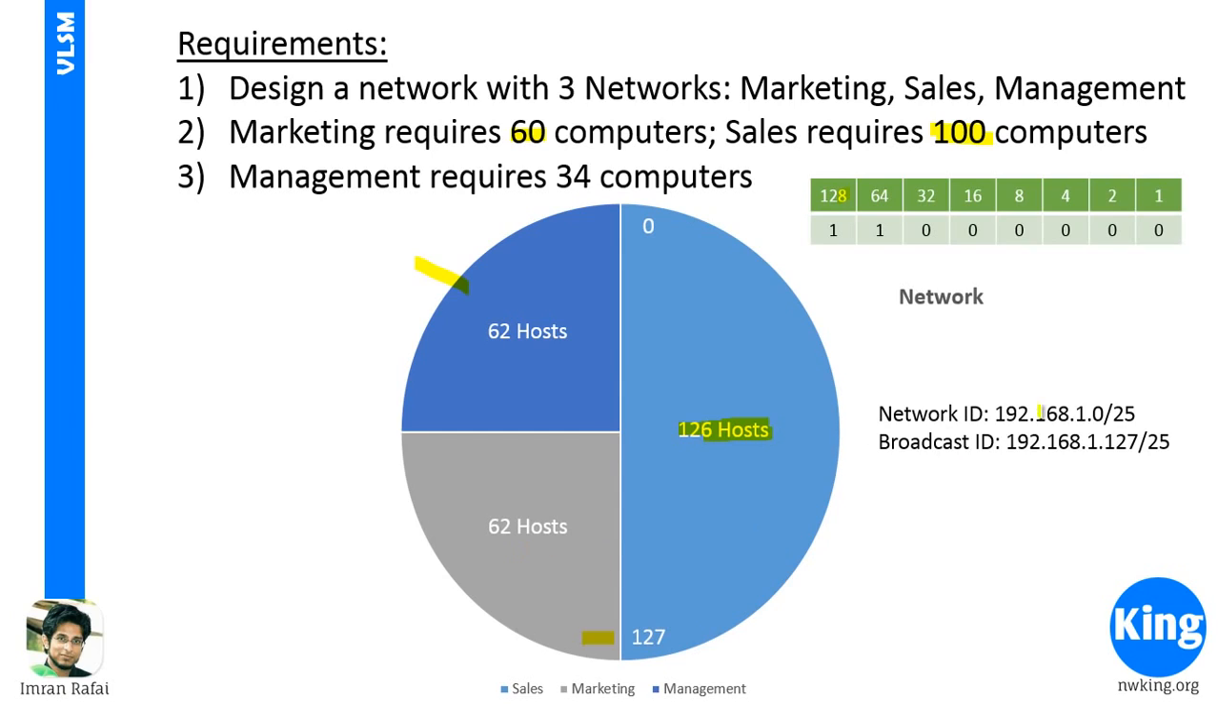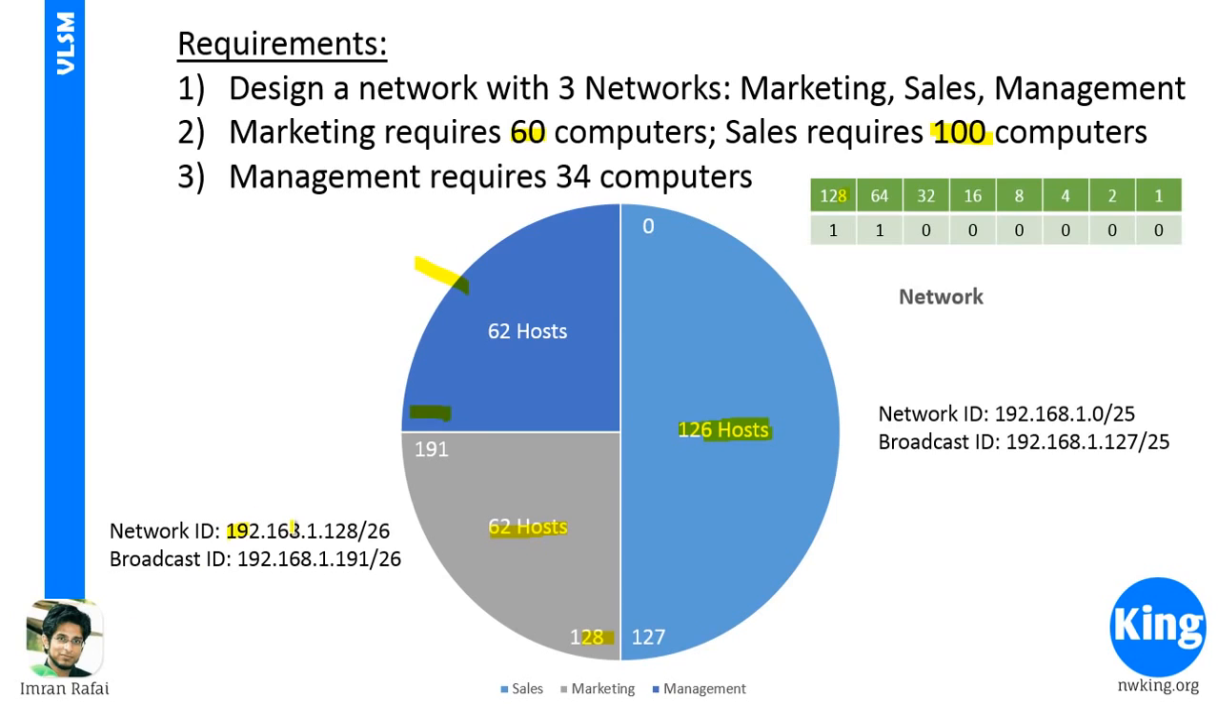So when we borrow 2 bits, our block size is 64. So we start with the IP address 192.168.1.128, because that's the next available IP address. And we add 64, so 192 is going to be here, 1 less than that is 191. So 128 to 191, if you count both these numbers, it is 64 IP addresses. So block size 64, minus 2, you get 62 valid hosts, which is perfect for our marketing department, which requires only 60 computers.